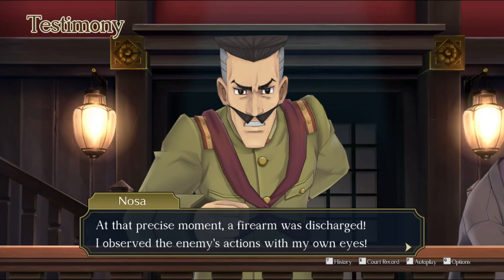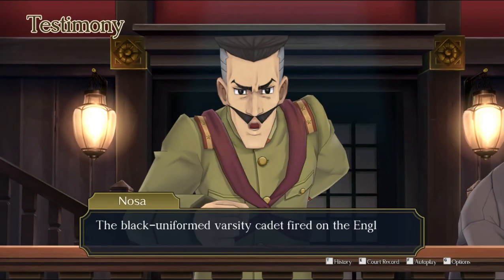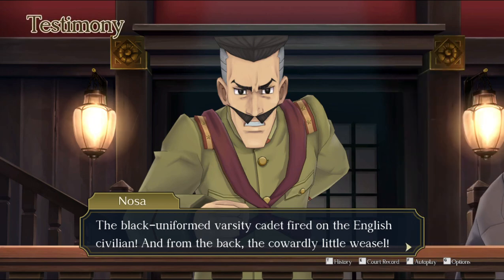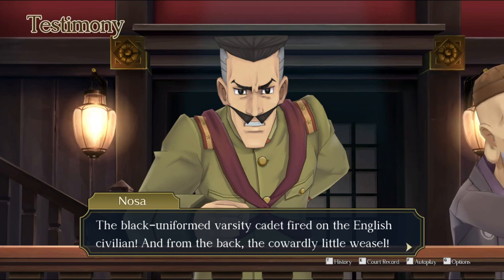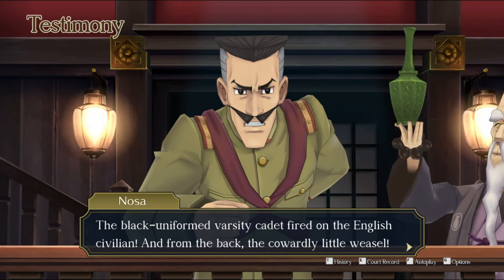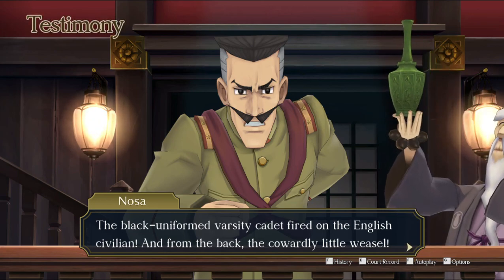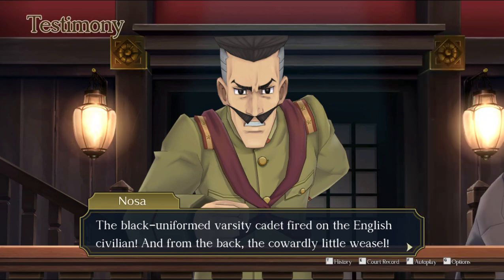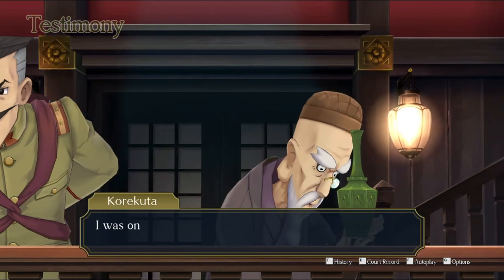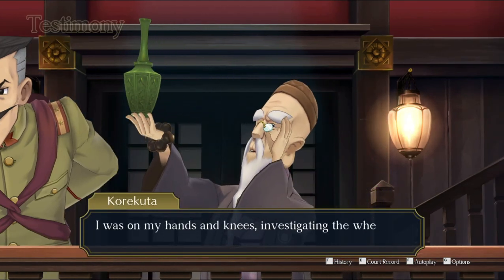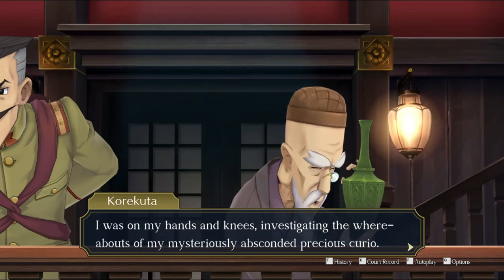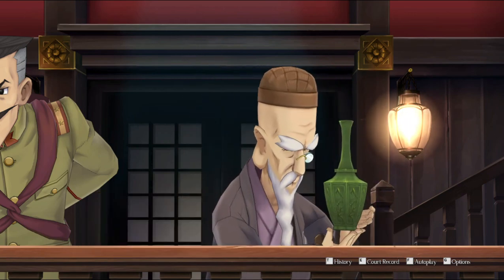I observed the enemy's actions with my own eyes. A black uniformed varsity cadet fired on the English civilian, and from the back, the cowardly little weasel. Wait a minute, that doesn't make sense. That looks like an entry wound, not an exit wound, because exit wounds are bigger than the entry wound. I was on my hands and knees investigating the whereabouts of my mysteriously abandoned precious curio.